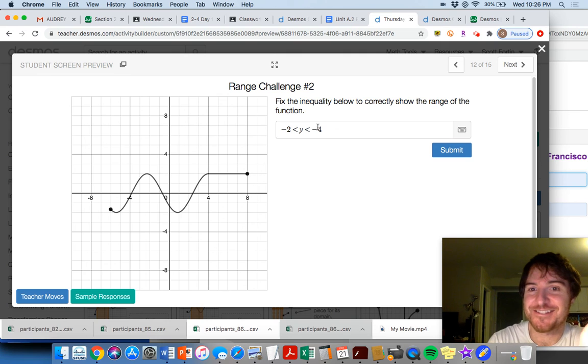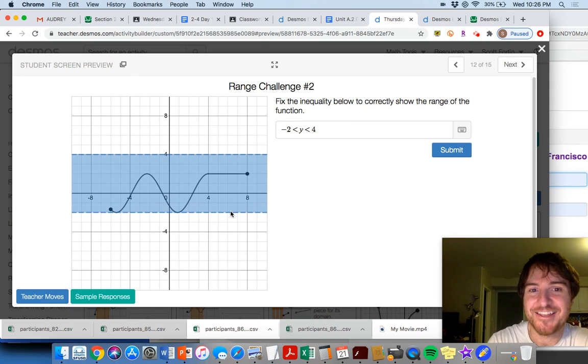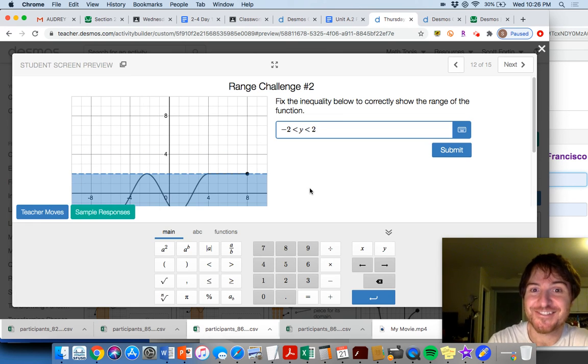Oh, and I can't see anything because this is -4 there. That's ridiculous. -2 is less than y, which is less than -4. That makes no sense. Let's change this to +4 for a second. Oh, that's too high. So now we got a little closer. -2 is less than y, which is less than 4, sure. But hey, you know what? We don't go all the way up to 4. We don't even go up to 3 on this graph. We end before that. We go all the way up to, looks like it's 2.